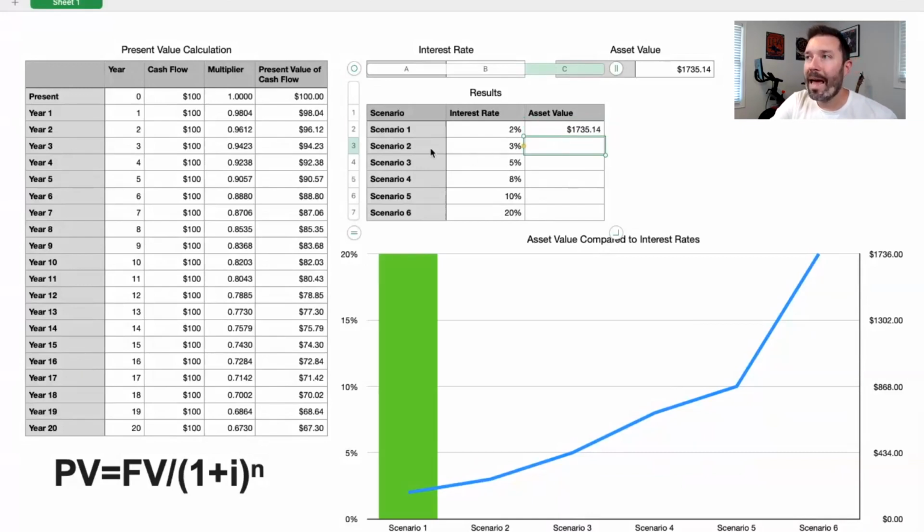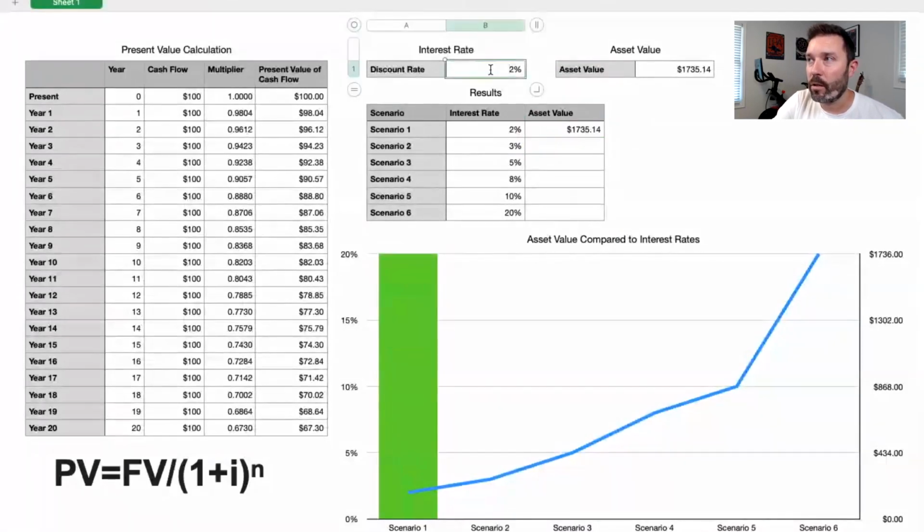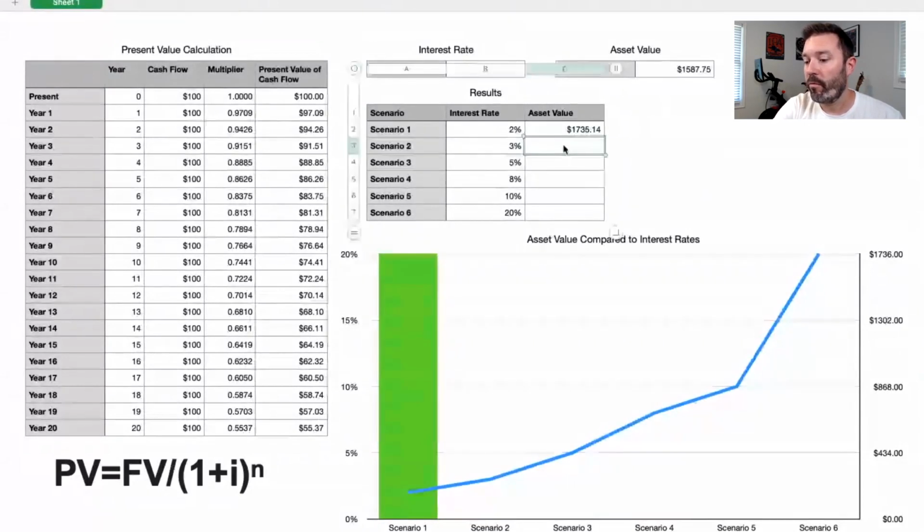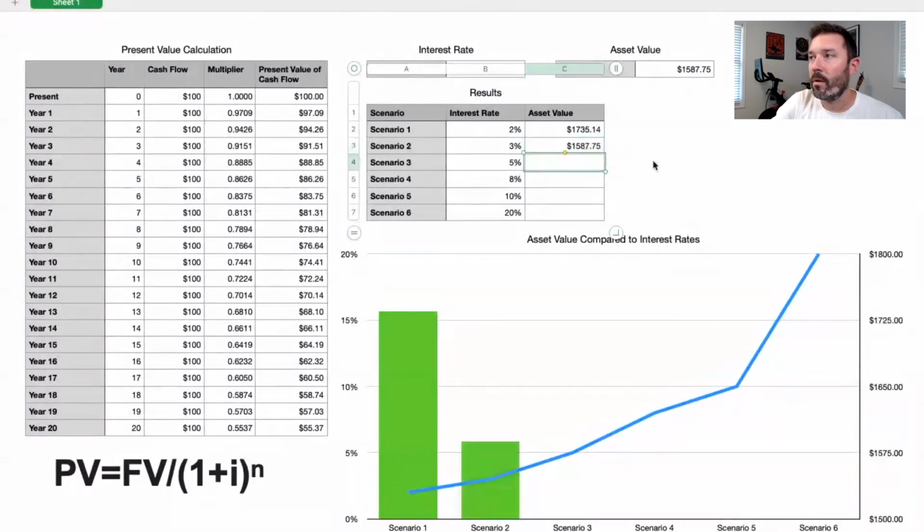All right, so what happens to the value of our asset if our interest rate just goes up a little bit, if it just goes up to 3%? Now you can see all of these numbers went down and our asset value actually dropped to $1,587.75. So this table does not start at 0, but you can see the asset value is dropping pretty rapidly.